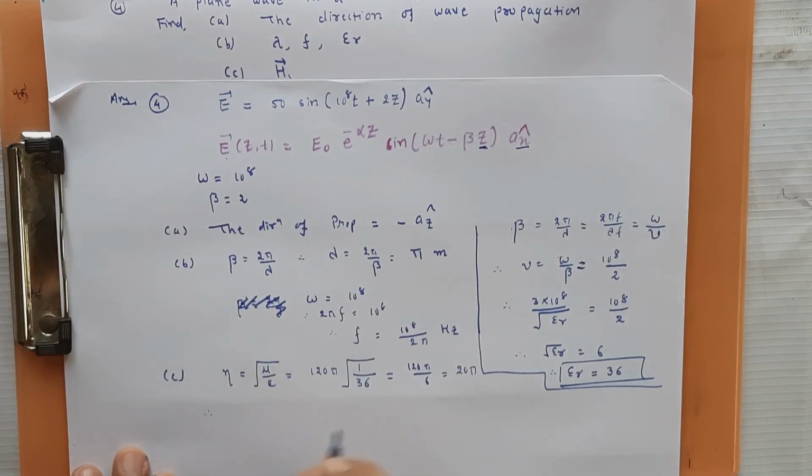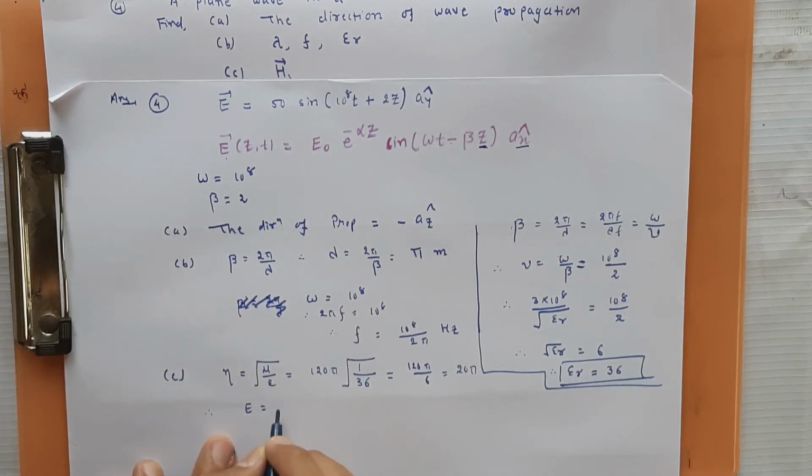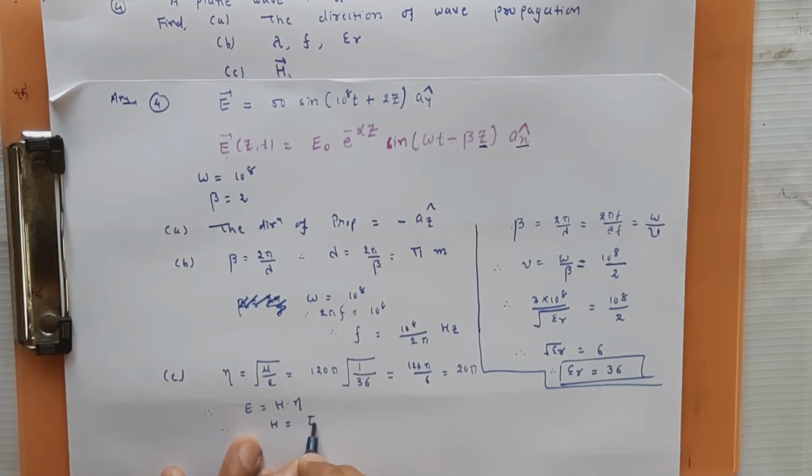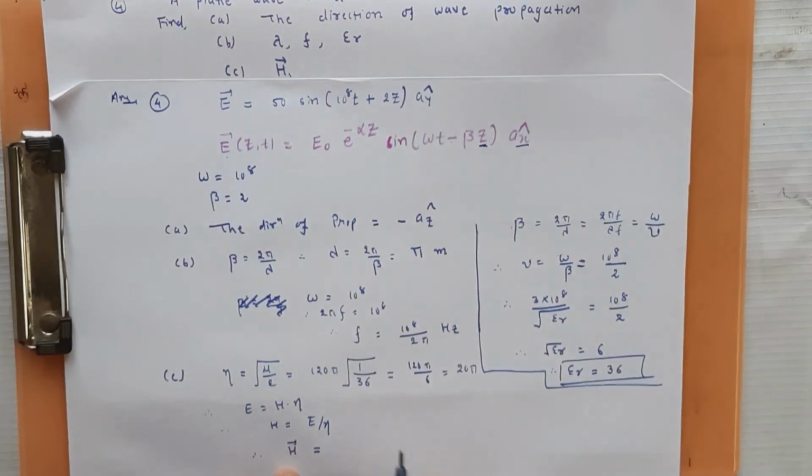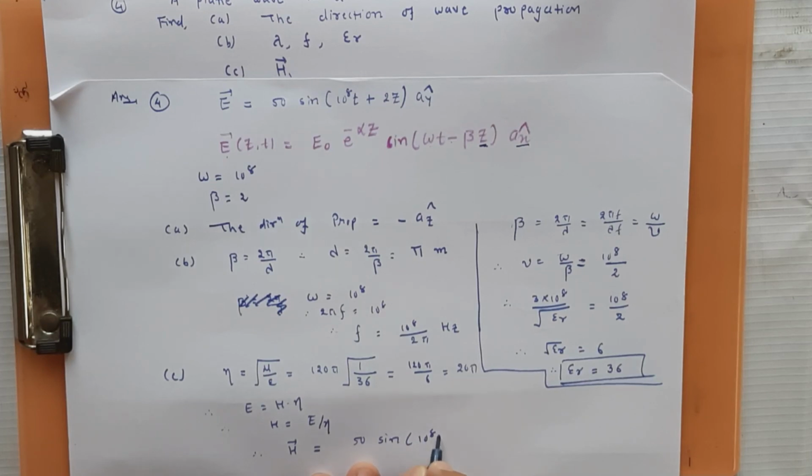Why we have to find out eta? Because we know that E is equals to H into eta. So to find out the value of H, we need eta. So H is equals to E by eta. So H vector is equals to E vector, which is given. Okay, it is 50 sine of 10 raised to 8 t plus 2z divided by 20 pi.